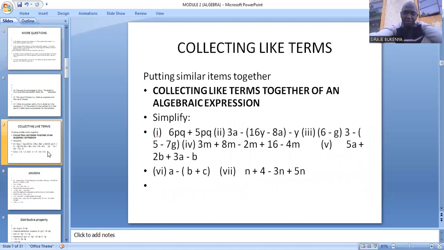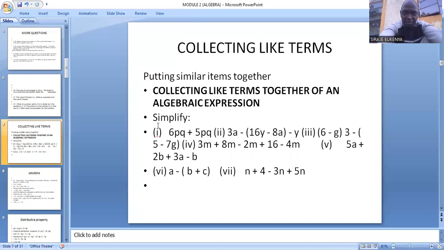Collecting like terms. Collecting like terms means you put all the alike terms together. Somebody says simplify 6P2 plus 5P2. It means P2s are now common, so you have 6 plus 5 bracket P2, and the answer should now be 11P2.